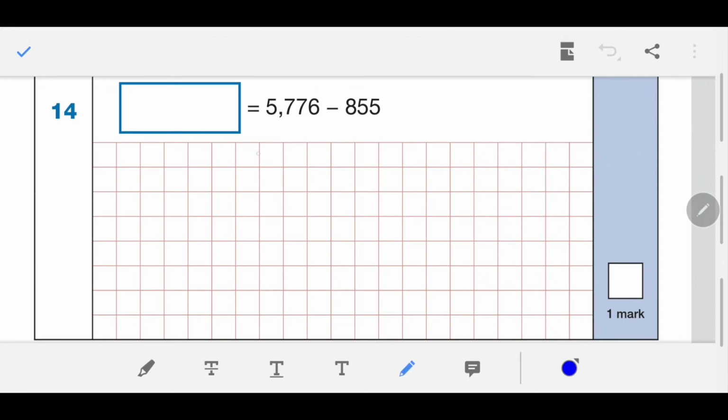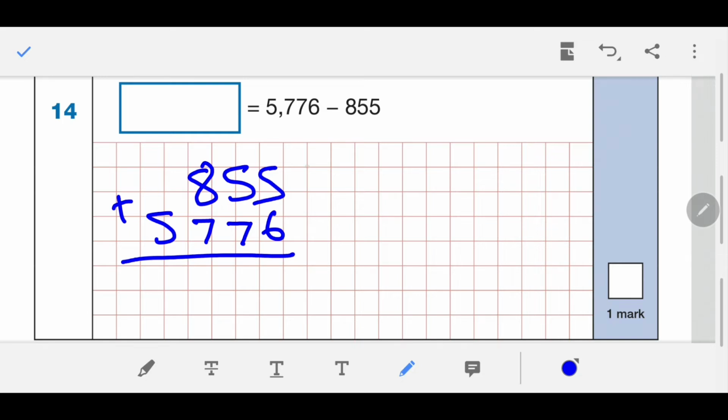Question number 14. Something equals 5776 minus 855. So again, use the inverse operation. 855 plus 5776. So let's do the addition here. 5 plus 6 equals 11. There's the 1, carry the 1 across. 5 plus 7 is 12, plus the 1 is 13. Carry the 1 across. 8 plus 7 is 15, carry the 1, which is 16, carry the 1 across. 5 plus the 1 gives an answer of 6.